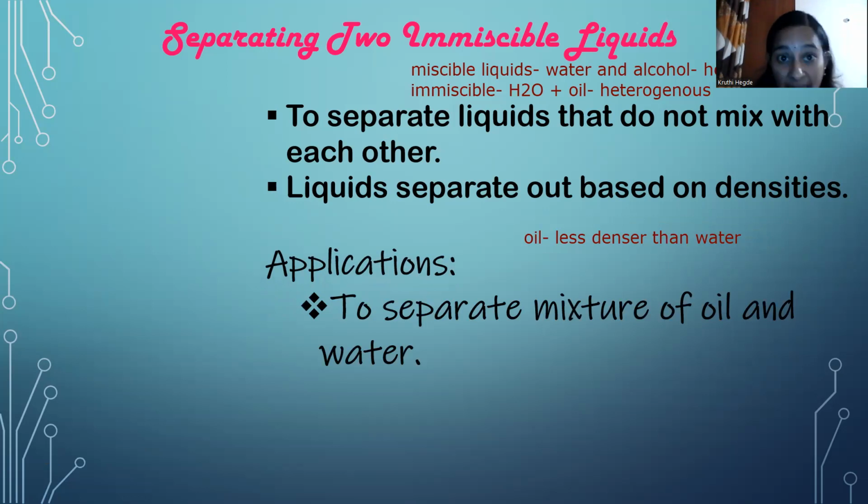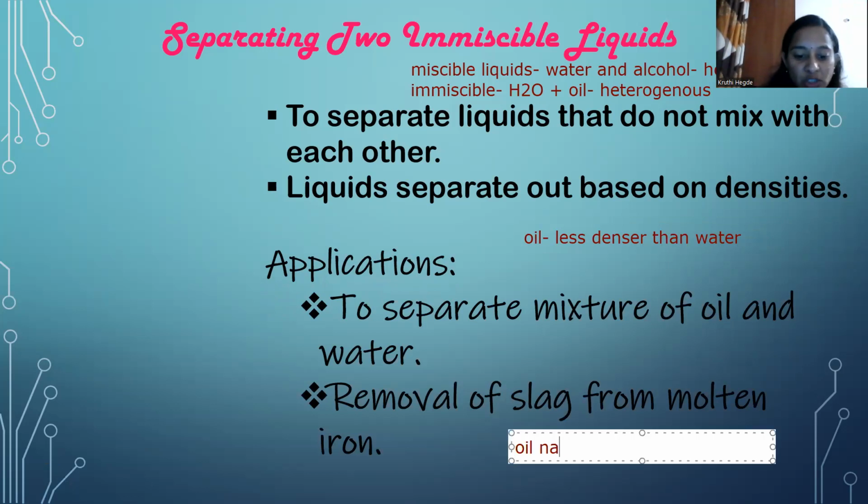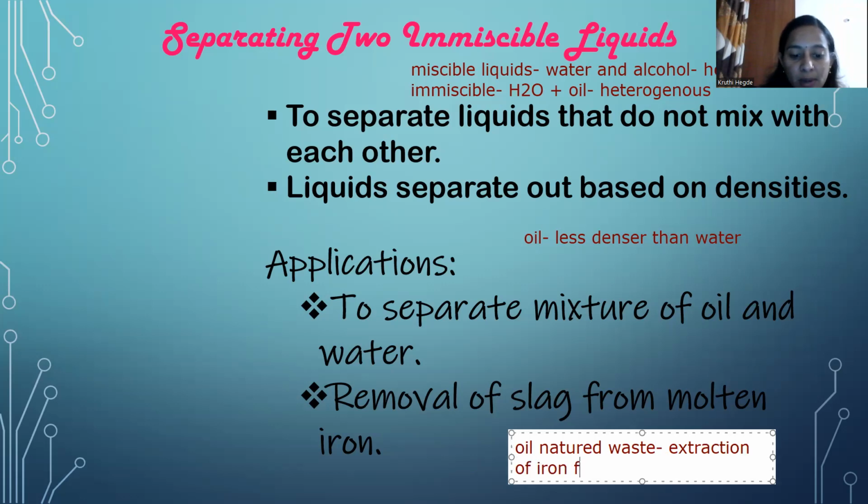Oily waste from the iron ore, which is called slag. Slag is nothing but oily waste. Oil-natured waste that has to be removed from iron during extraction of iron from iron ore.